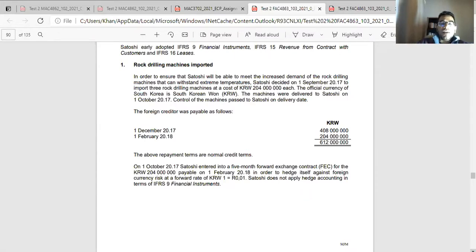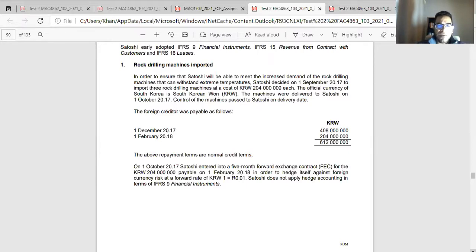Now, this amount is in foreign currency, so we need to translate it at the date of transaction, at the date of initial recognition, at the date of control. We have to translate it using the spot rate at that date. So we're going to say debit inventory, credit payable. The foreign creditor was payable as follows: on 1 December, we're paying for 2 machines, and on 1 February 2018, we're paying for 1 machine.